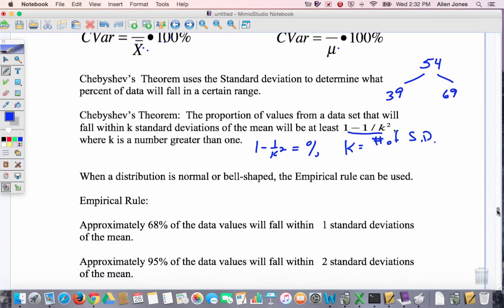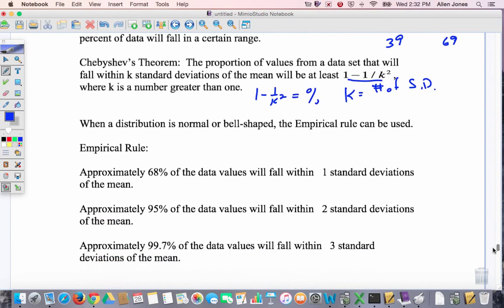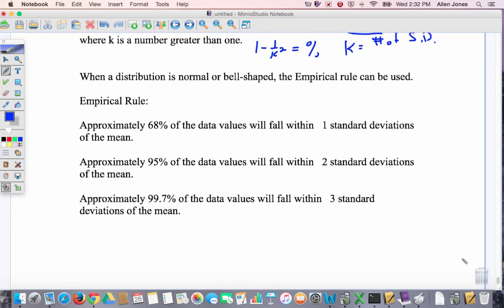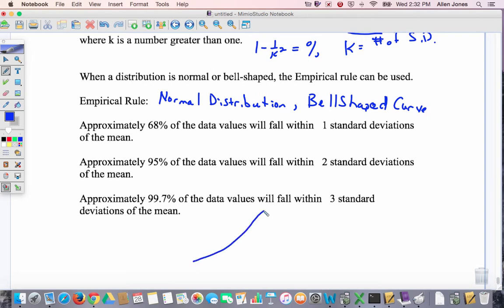And then the empirical rule measures essentially the same thing, just in a different format. The empirical rule, again, is also called the normal distribution, or you might see it referred to as a bell-shaped curve. I'm going to try to squeeze in a bell-shaped curve. It's going to look something like that.